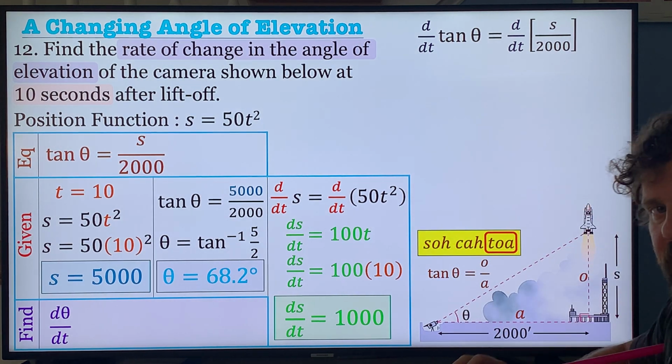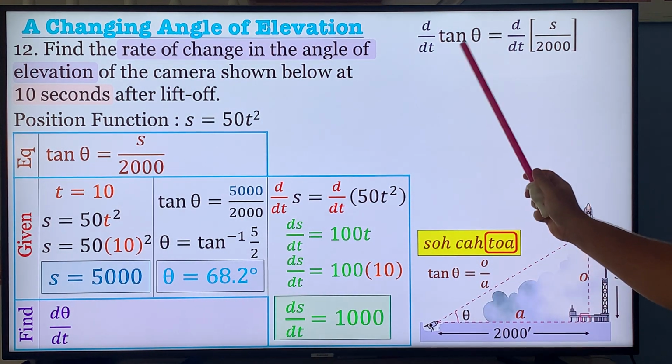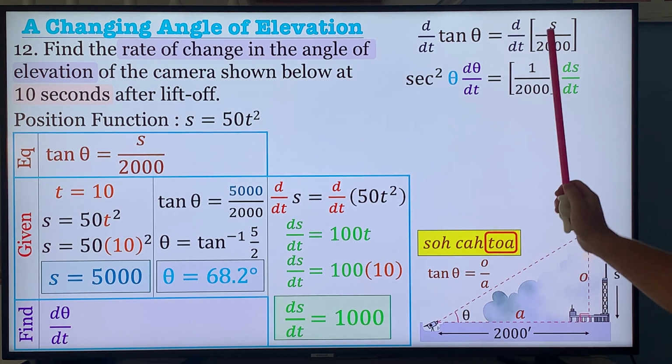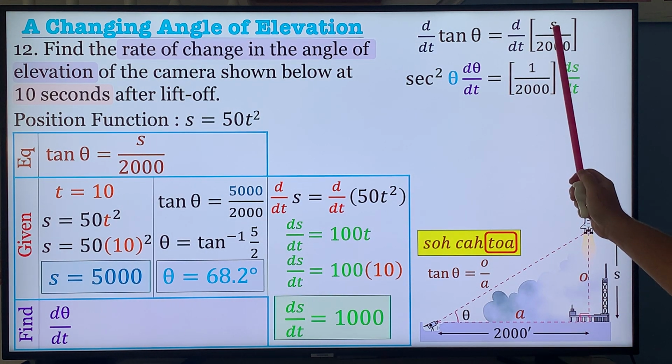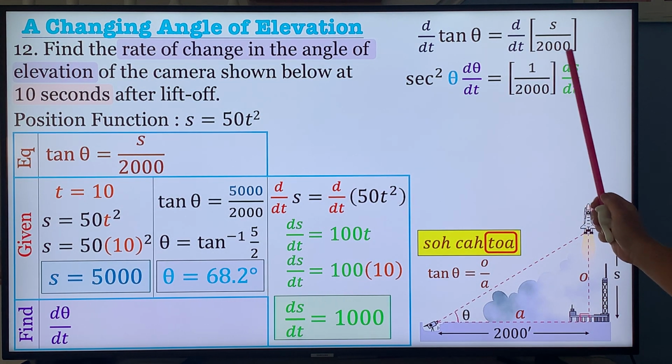Derive, the derivative of tan is secant squared. So this is secant squared theta, d theta/dt. The derivative of the right side is 1 over 2,000, that's your constant, times ds/dt.